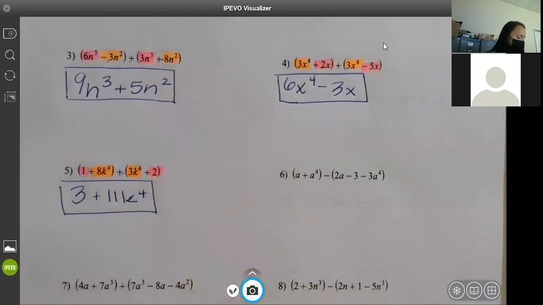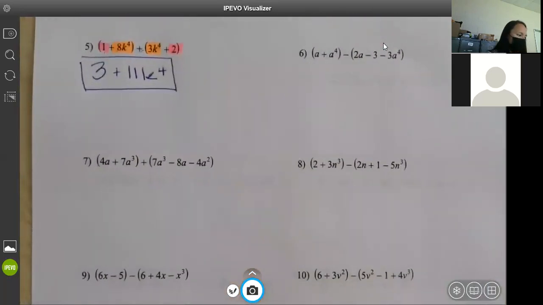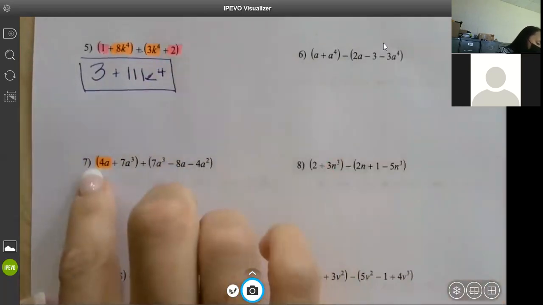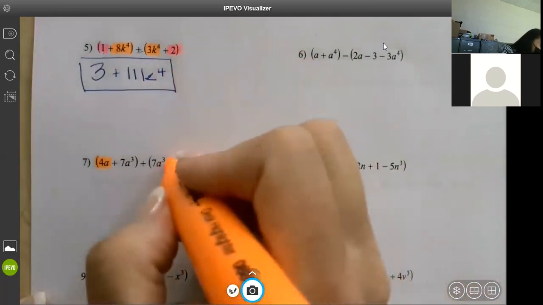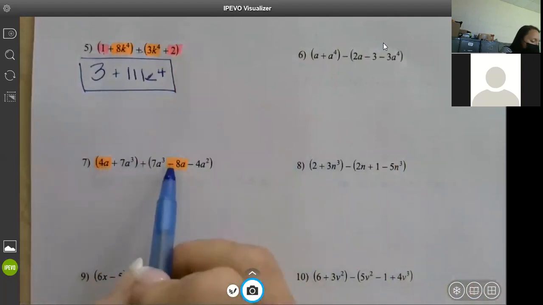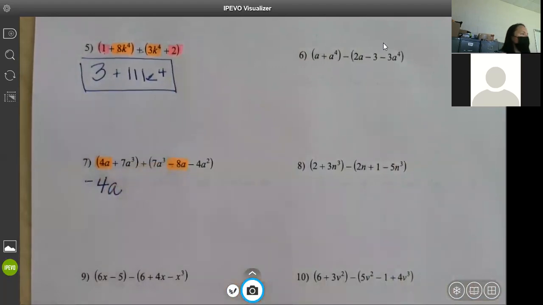All right, again, we're going to skip down to number 7 because it's addition, and then we'll talk about the subtractions. Okay. Number 7, we start with 4a. So we want to look for all the ones that just have an a, and that would be -8. Add the front numbers. 4 plus -8 is -4, and a was what made them alike.